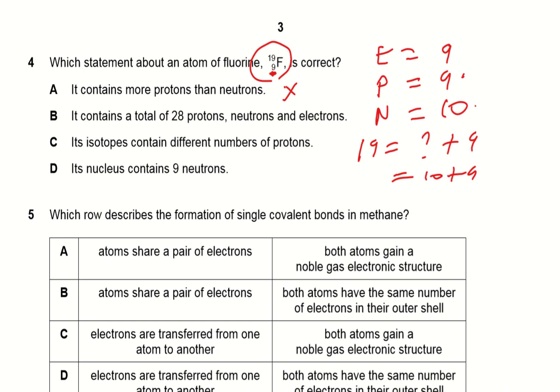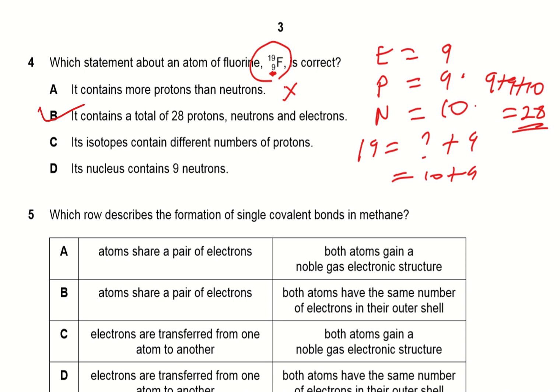This tells us that when we add all the numbers of subatomic particles available, we should get 28. That simply means if you add 9 plus 9 plus 10, that gives us 28. This is the correct option there.